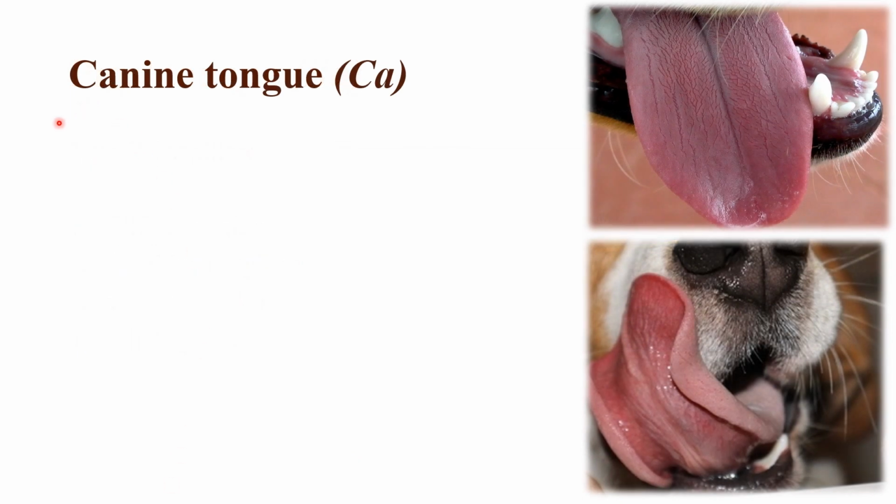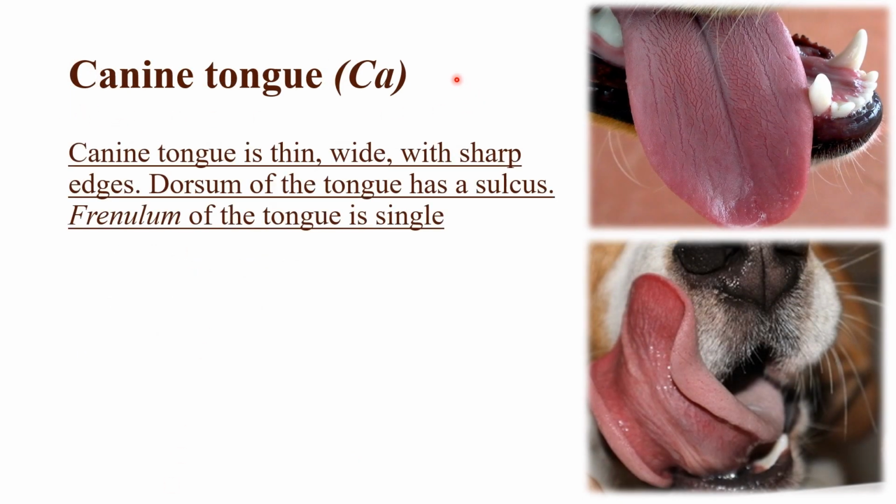Now let's talk about the canine tongue. The canine tongue is thin, very thin, compared to a horse's, pig's or cow's tongue, not because of its size, but because of its muscular properties. It's also wide. It has sharp edges, like horses or pigs wouldn't have. And the dorsum of the tongue has a little sulcus, like a river on top of the tongue. And the frenulum is also single, just like in horses.